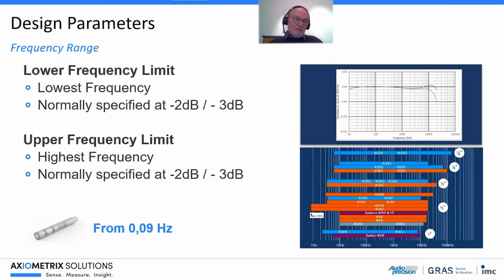We at Grass produce microphones which are able to measure down to almost DC, 0.09 Hertz, up to 140 kilohertz. So we actually have a huge spectrum, not covered by one microphone, but covered by different microphones.